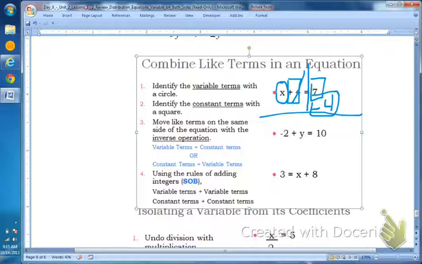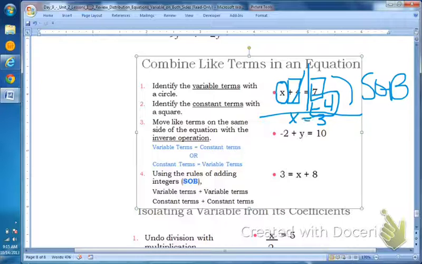Say -4 now. We had to cross that line, so we had to change the sign. Now that they're opposite signs, we have to, remember our rule, SOB? Yeah. You have to subtract. So 7 minus 4 is 3. And that's where they got that 3 from. And our x just comes down.